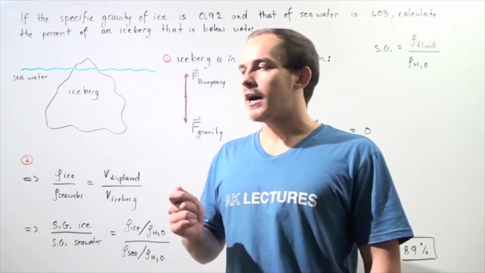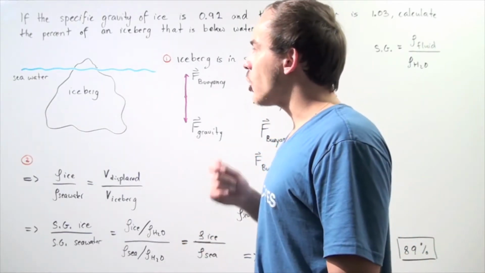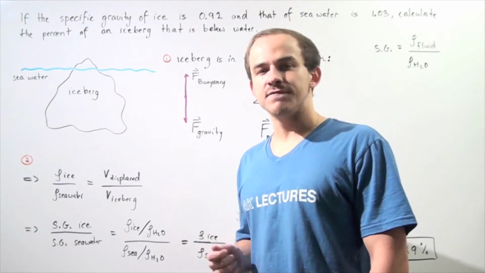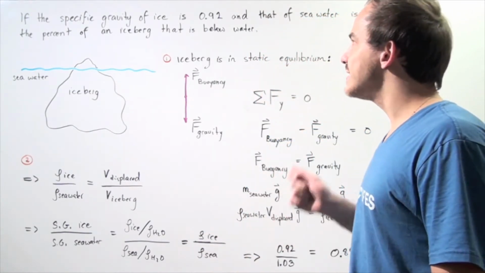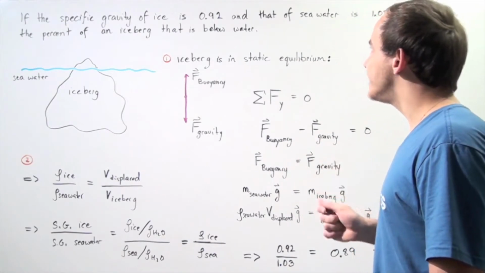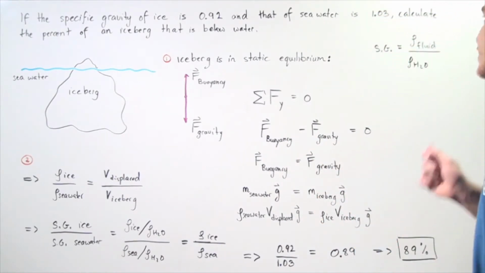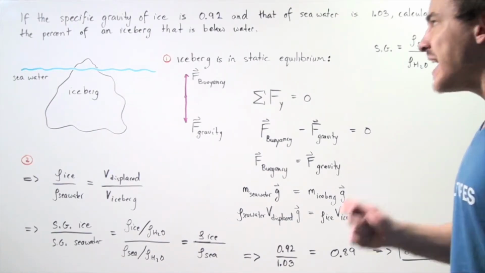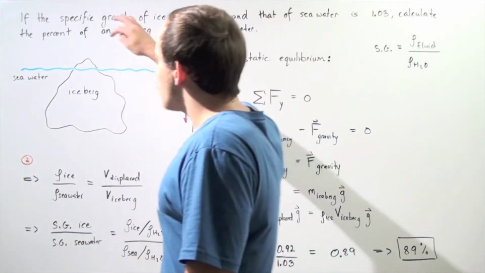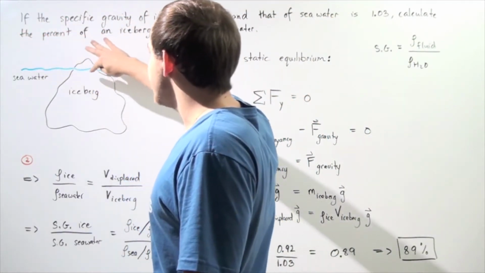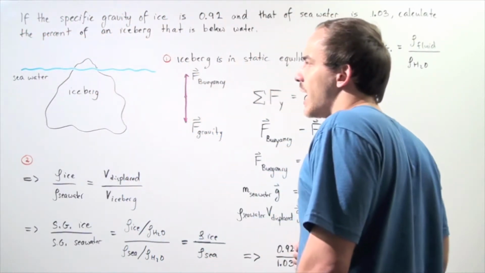So let's look at the following example that deals with Archimedes' principle and specific gravity. If the specific gravity of ice is 0.92 and that of seawater is 1.03, calculate the percent of an iceberg that is below water.